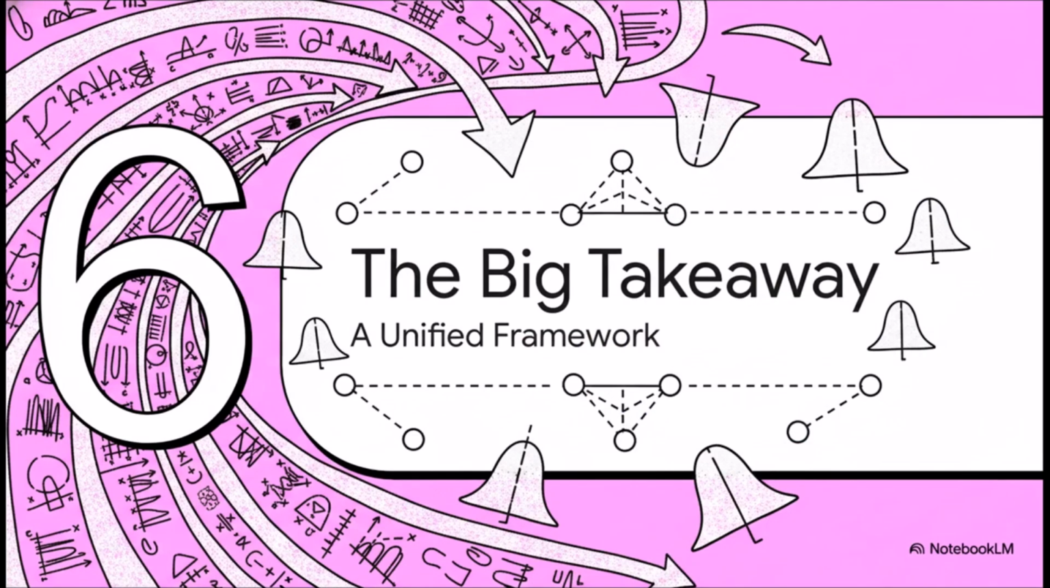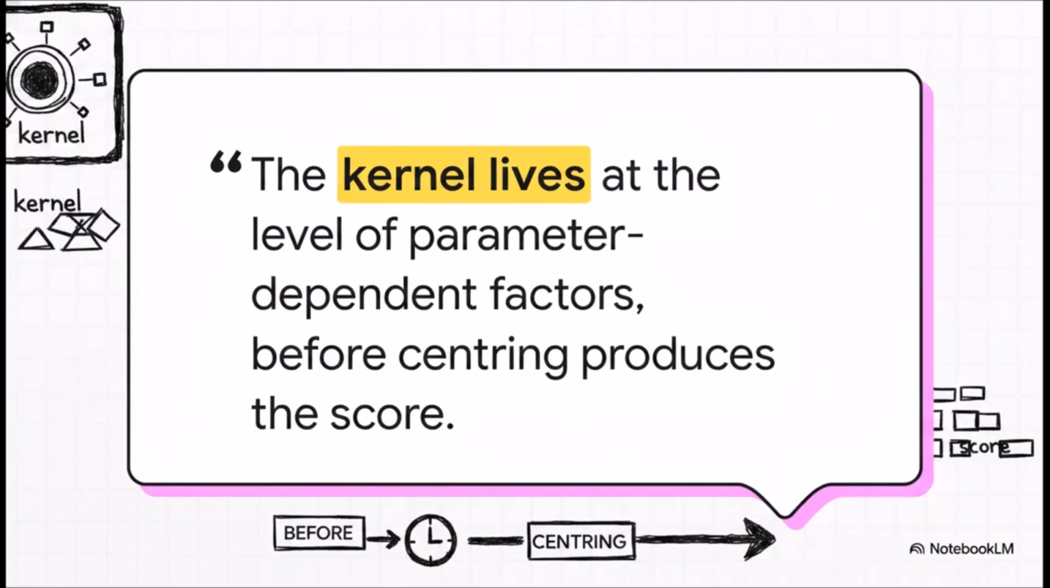Section 6. The big takeaway. A unified framework. We've covered a tremendous amount of ground, diving deep into the foundations of stochastic ordering. I want to highlight this direct quote from Zakaria Derbazi because it encapsulates the absolute core thesis of this entire work. The kernel lives at the level of parameter-dependent factors before centering produces the score.